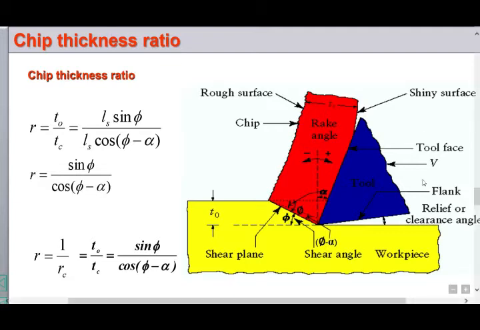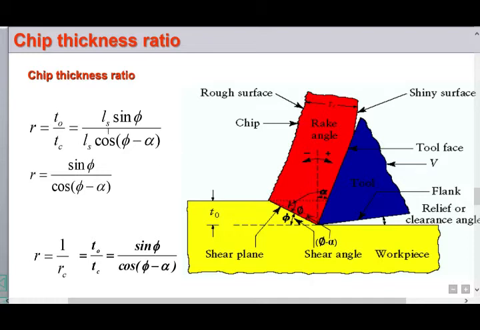Here in this figure, the same as the previous slide, R is equal to T0 divided by TC, which is equal to LS sin phi divided by LS cos(phi minus alpha). That means LS cancels and R is equal to sin phi divided by cos(phi minus alpha). Phi is the shear angle, alpha is the rake angle.